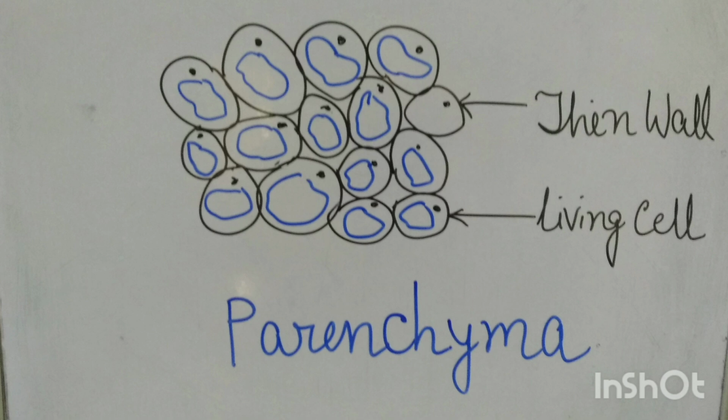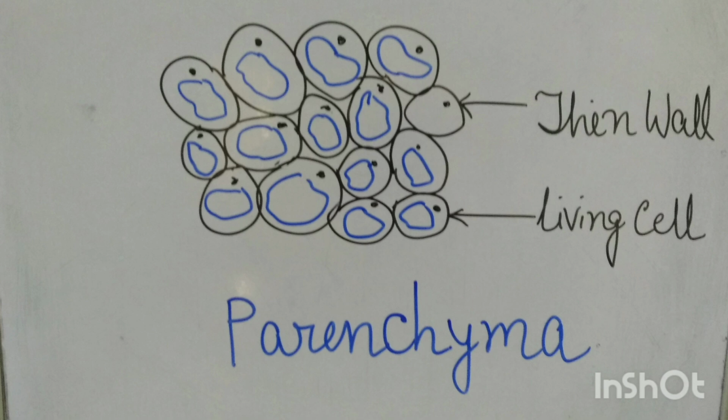Parenchyma is a simple permanent tissue. In the picture, look, there is a prominent nucleus, there are vacuoles, and the wall is very thin. And one more thing, if there is a nucleus, the cell has a nucleus, so we can tell that the parenchyma is a living cell.